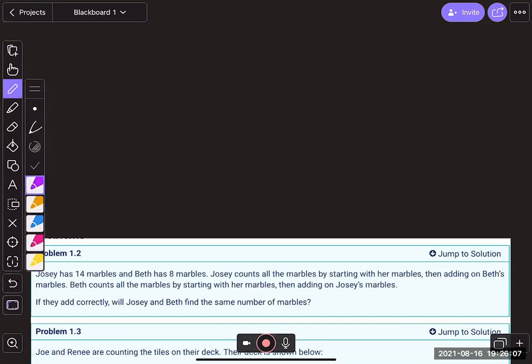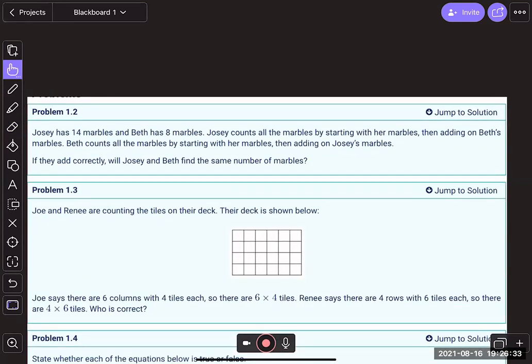Yeah, so this is what we call the commutative property of addition. Is there any other operation that commutative property holds for? Multiplication, I think. Yeah, and that's actually what we're going to see in problem 1.3, right? In this here, we see that there are 6 columns with 4 tiles each, while another way that we can think about it is 4 rows of 6 tiles each. So one way we have 6 times 4, the other way we have 4 times 6, and both of these numbers are going to end up being the same thing. This right here is an example of that commutative property, right?